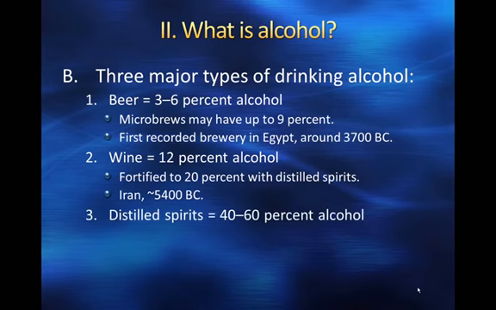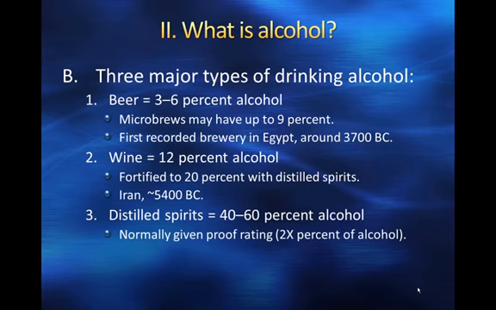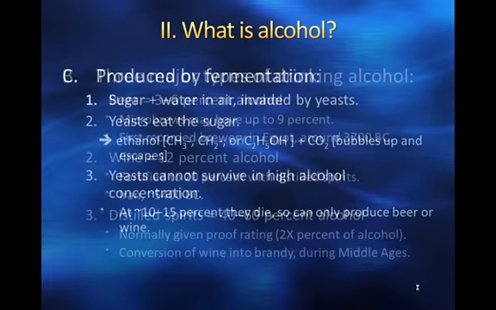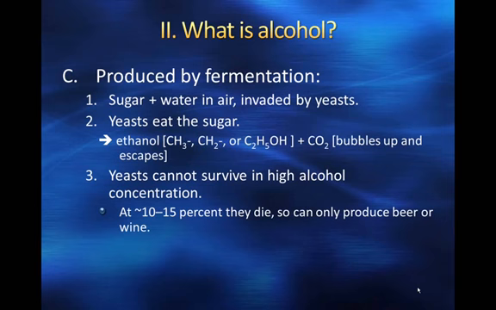Distilled spirits are usually around 40 to 60% alcohol. Normally they're given a proof rating, which is 2 times the percent of alcohol, so a 100 proof drink will be 50% alcohol. It's the reason why Bacardi 151 is so dangerous, because it's 151 proof, which means it's 75% alcohol. We do know that wine was converted into brandy during the Middle Ages, and this started the distillation process. So most of you, again, I imagine know this because I know we did this in 8th grade science.